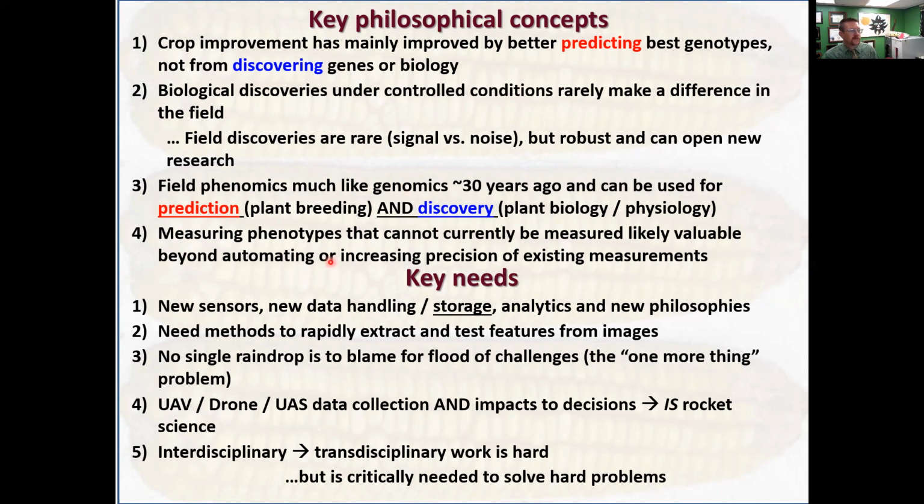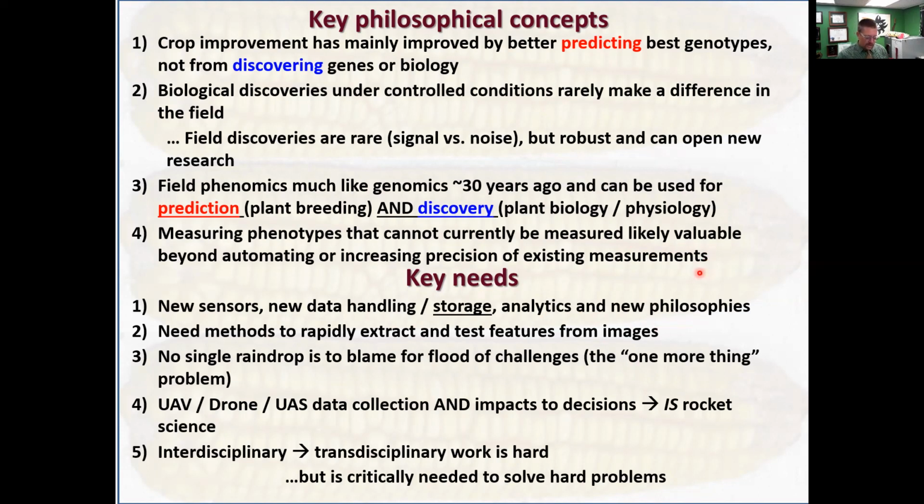So measuring phenotypes that can't currently be measured is likely way more valuable than just automating or increasing existing measurements. But we have a lot of needs. I can't just tell a farmer today, go buy a UAV. I can't even tell a graduate student, go buy a UAV. You're going to have great results from it. We need a lot of things. We need new sensors. We need new data handling and storage procedures. We need new analytics, and we need new philosophies like the one I was talking about above.